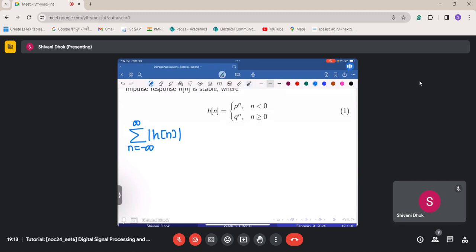For all the values of n which are less than 0, that is for n equal to minus infinity to minus 1, h of n is p power n. So I can write it as magnitude of p to the power n, plus for n greater than or equal to 0, h of n is q power n. So this is summation n running from 0 to infinity of magnitude of q to the power n.